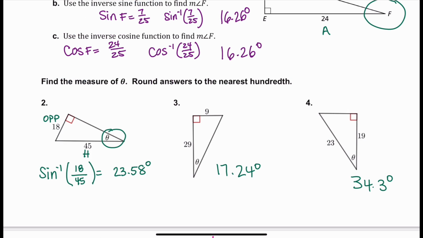Now on the inverse sine of 18 over 45, we should get approximately 23.58 degrees. On number 3, when we do our inverse tangent, we should get approximately 17.24 degrees for theta. And number 4, when we do our inverse cosine, we'll get about 34.3 degrees for this here.